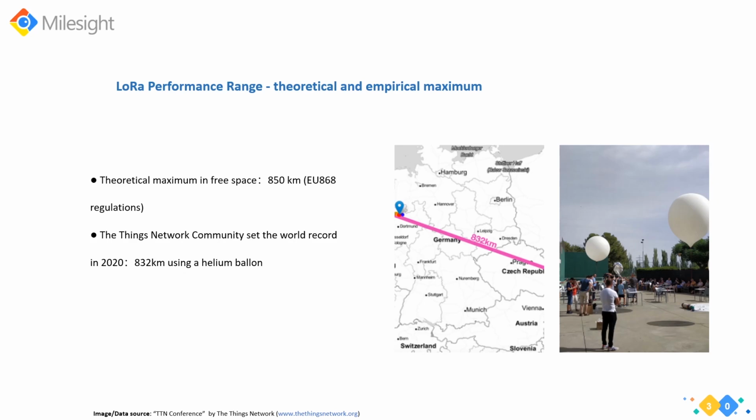And TTN, the Things Network community, did a real test in 2020, last year. They put a transceiver with a big helium balloon here. You can find this very big balloon in white color here. So the transceiver is about 14 dBm, or 25 milliwatts of power. And the transceiver moves very high up. It means there are about 36 kilometers of altitude from the ground.